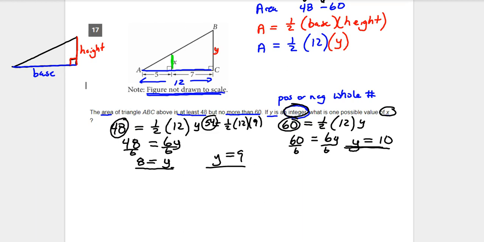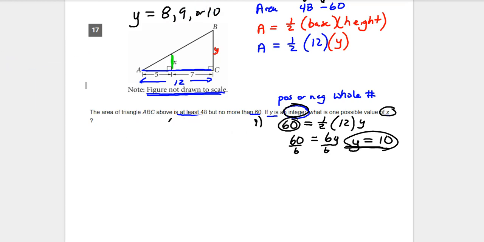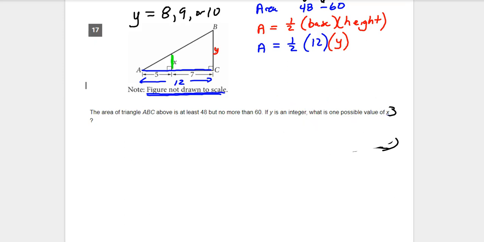Well, now, how do I find x? So I think I need to erase some of this stuff here, but the key part that I'm going to keep is what y could be. y can be 8, 9, or 10. So I'm going to write that up here. y is either 8, 9, or 10. And then I'm going to get rid of some stuff just so we have some room to work and it's not so cluttered looking.